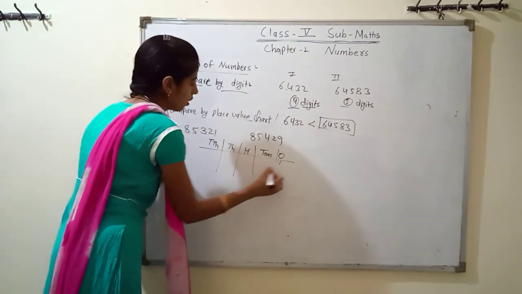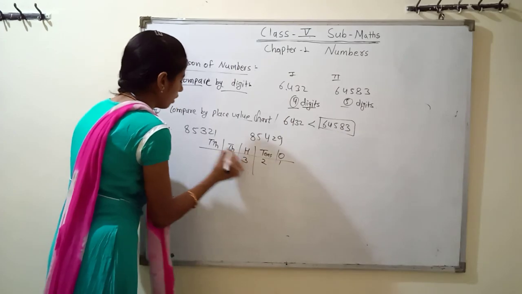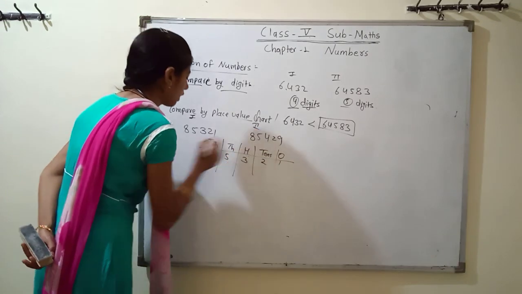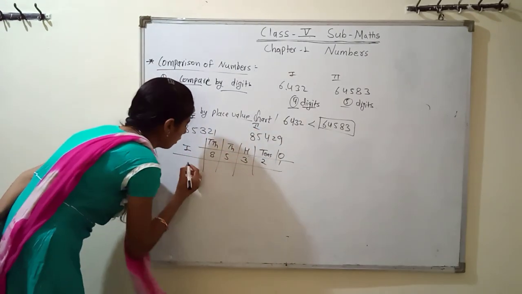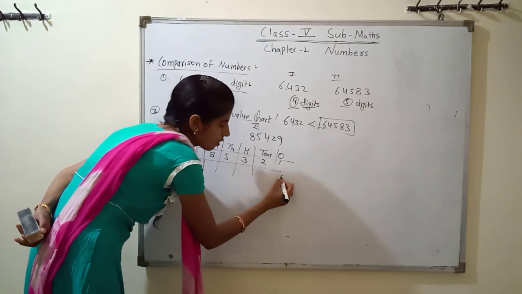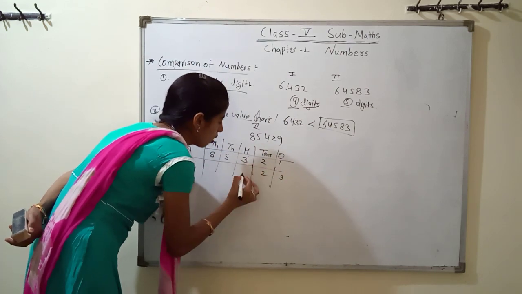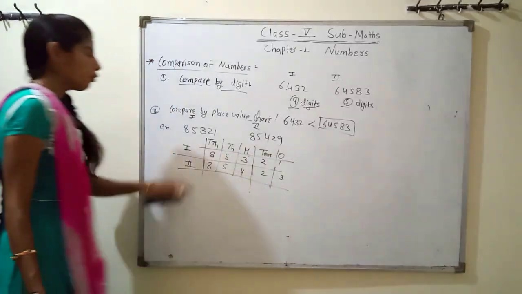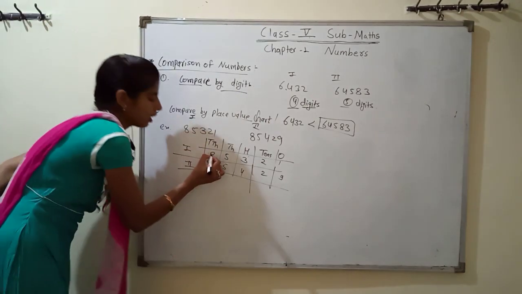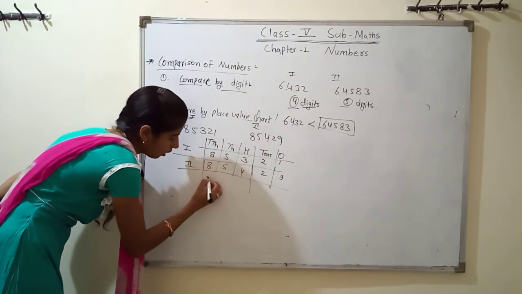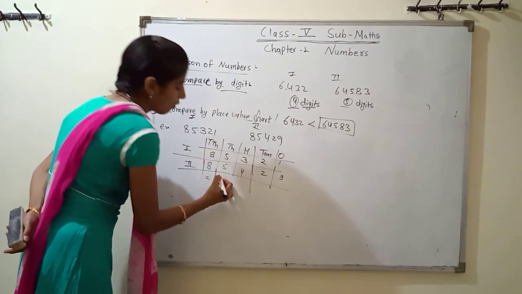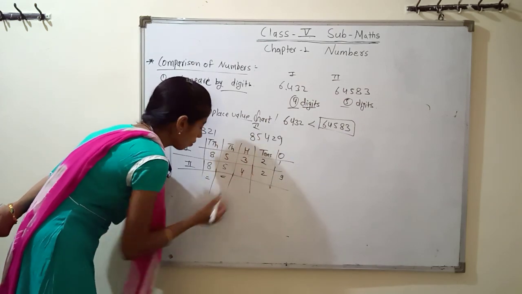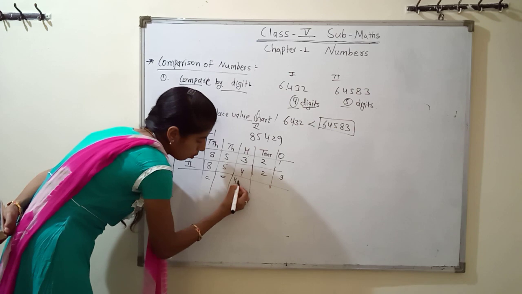Then we write the first number: ones value is 1, tens value is 2, then 3, 5, 8. That is your first number. In the second number, ones value is 9, tens value is 2, 100 value is 4, 1000 value is 5 and 10,000 value is 8. First we compare 10,000: both are equal. Then next 1000 value, 5 and 5, both are equal. Then you can see here 3 and here 4, so we can say 4 is more.